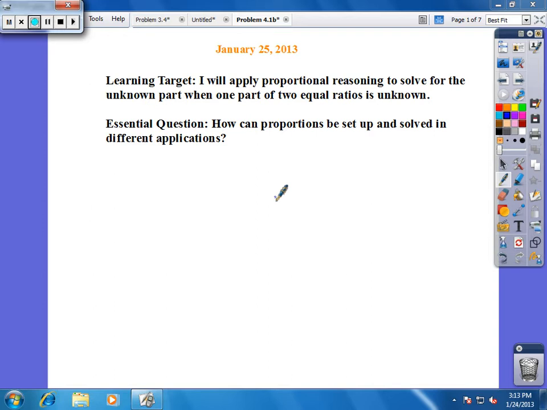The learning target: I will apply proportional reasoning to solve for the unknown part when one part of two equal ratios is unknown. Essential question: How can proportions be set up and solved in different applications? Proportions are helpful to solve for missing values. For example, yesterday with the hamburger buns, at Streamline Market one package had 8 buns.